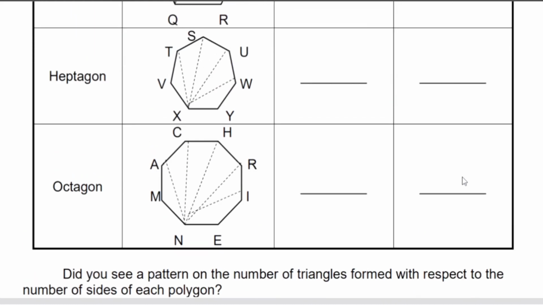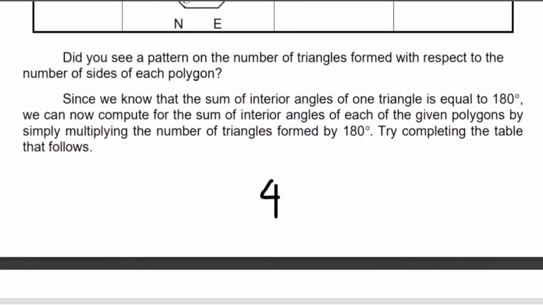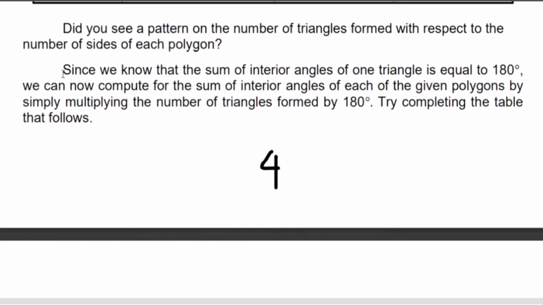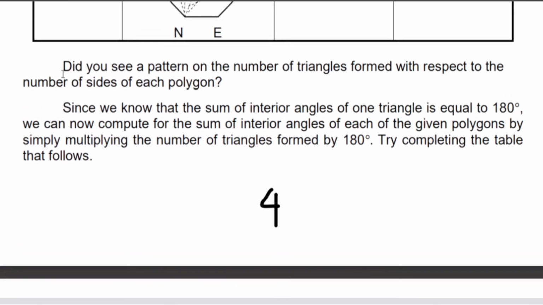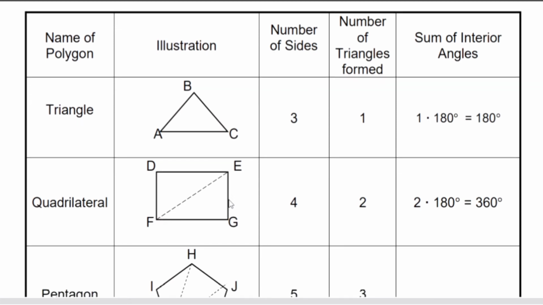Did you see a pattern on the number of triangles formed with respect to the number of sides of each polygon? Since we know that the sum of interior angles of one triangle is equal to 180 degrees, we can now compute for the sum of interior angles of each of the given polygons by simply multiplying the number of triangles formed by 180 degrees. Let us try completing the table that follows. So again, we have the name of the polygon, the illustration, the number of sides, the number of triangles formed, and the sum of interior angles.